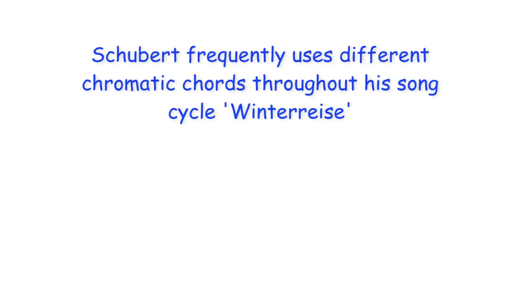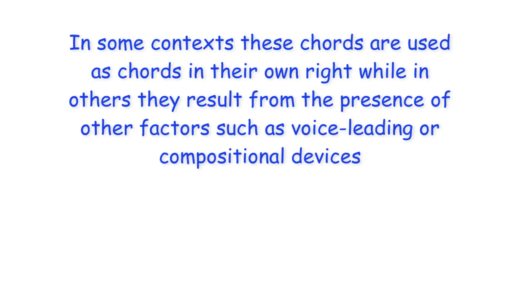Hi everyone. Schubert frequently uses different chromatic chords throughout his song cycle Winterreise. In some contexts, these chords are used as chords in their own right, while in others they result from the presence of other factors such as voice leading or compositional devices. These devices will be the topic of later videos and will not be discussed in any detail here.